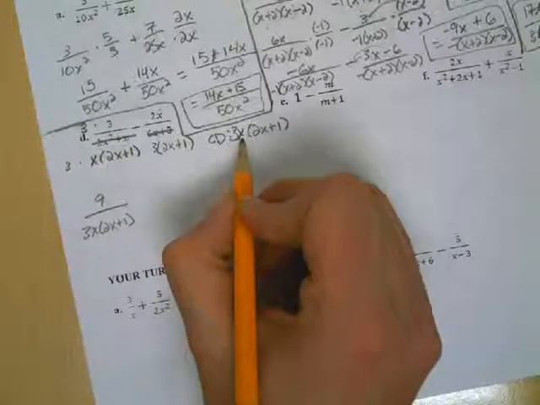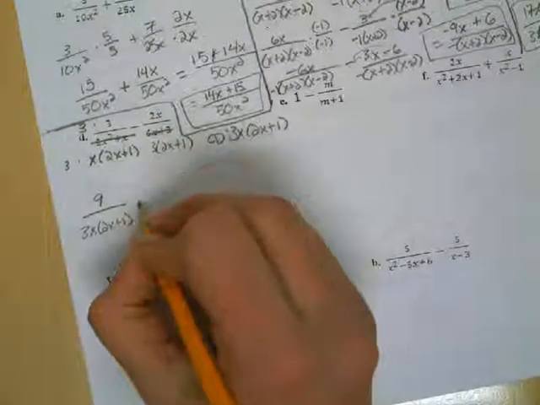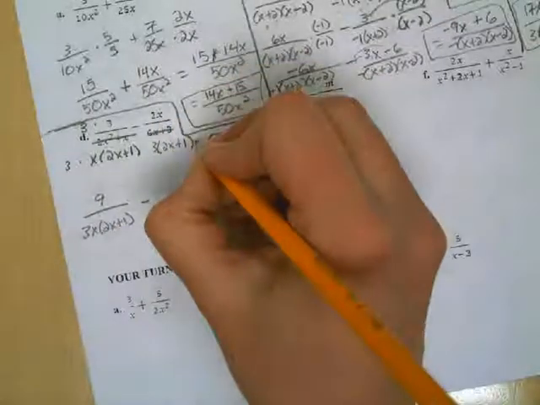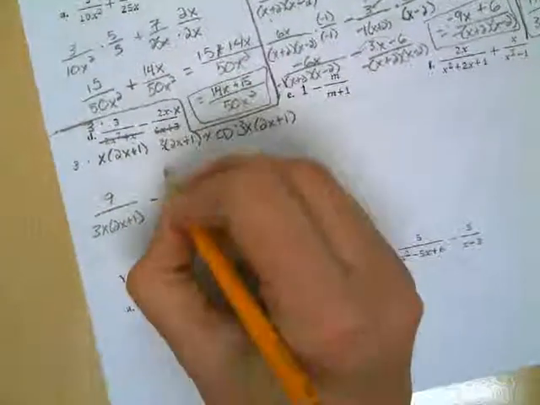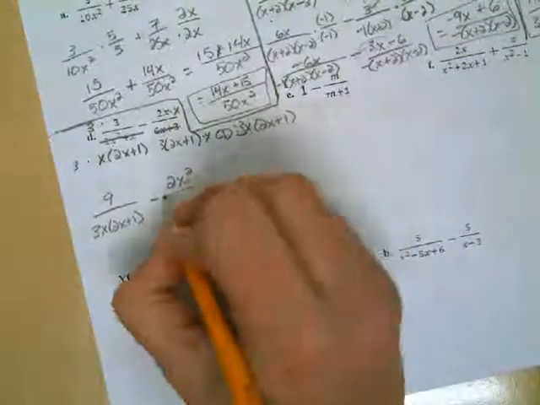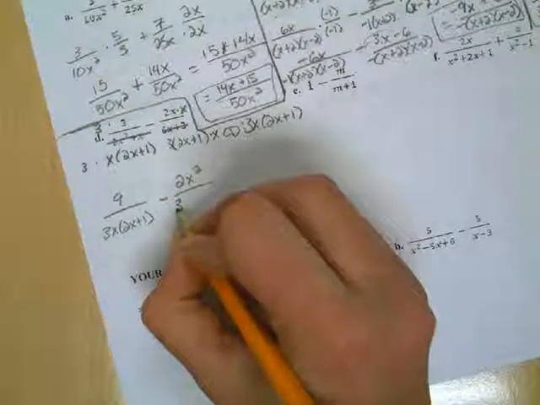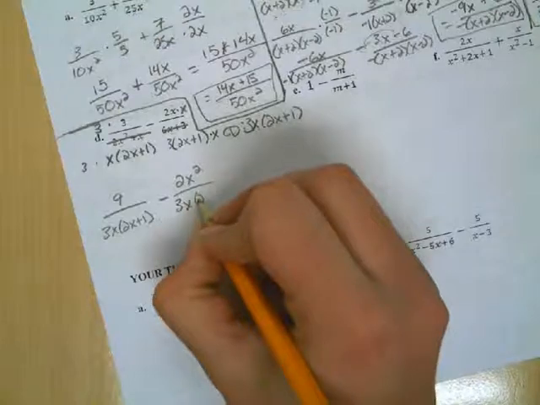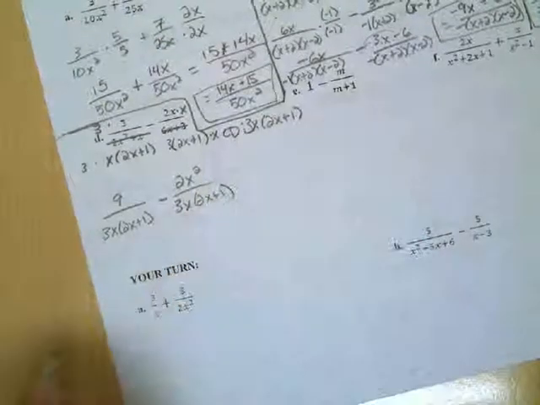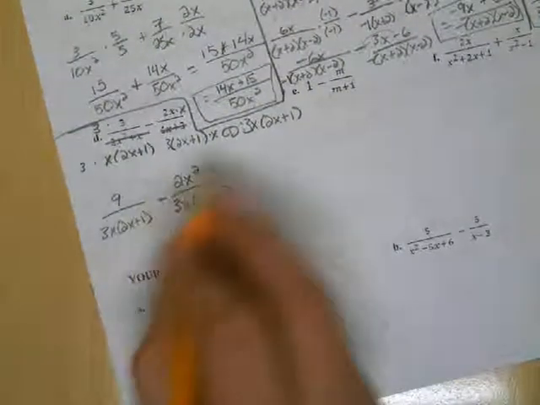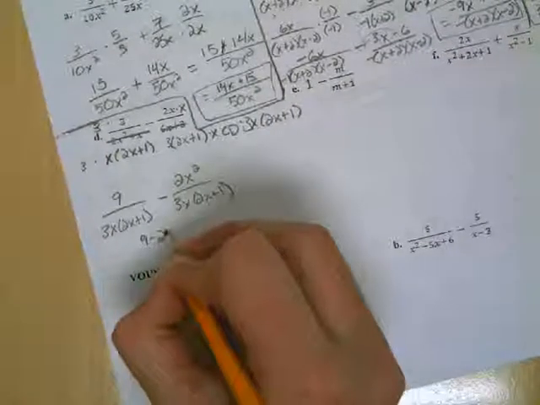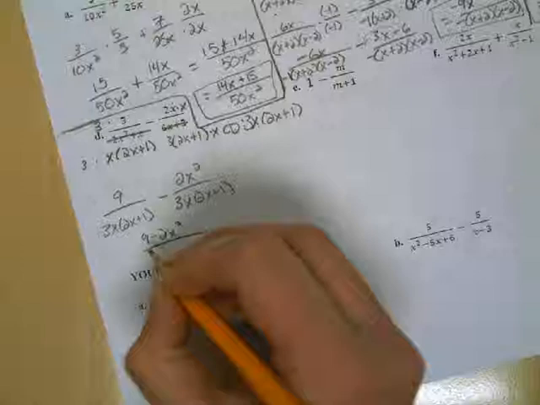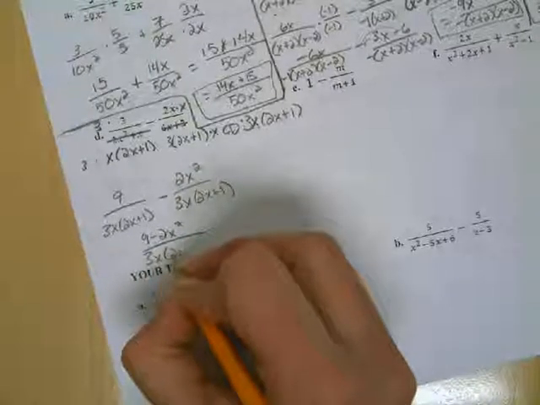The only thing I'm missing is that x. So I get to multiply top and bottom by another x. So 2x times x gives me 2x squared. And on bottom I now have 3x, 2x plus 1. Now we need to subtract. Okay, now you need to go ahead and subtract. So I get 9 minus 2x squared over 3x, 2x plus 1.